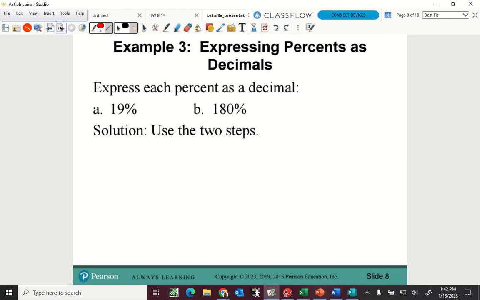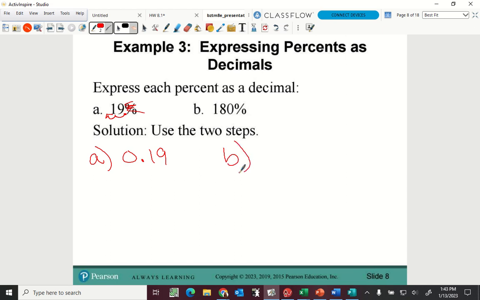All right, so we move it. So where's the decimal at in the first place? There's no decimal there. It is there, but where's it at? After the 9, right? Even though you don't see it there, it is implied that it's there. So we move 2 to the left. 1, 2. So I get 0.19 and get rid of the percent. Easy? Okay, good.